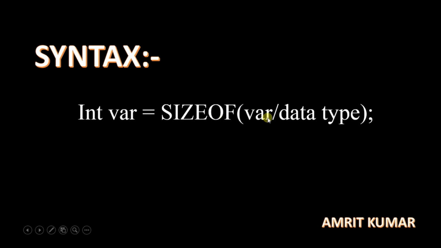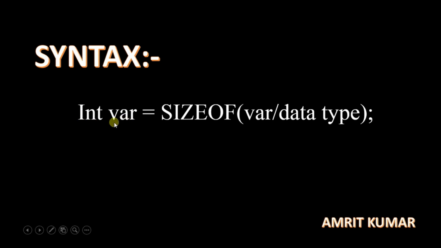In this parenthesis you can put your variable name or data type. Here var is a variable whose data type is integer. So the size of integer, we know, is 2 bytes, it can store 32 bits. The sizeof operator also depends on the machine. If your system is 32 bit, the size of integer might be 2 bytes, and if your system is 64 bit, the size of integer might be 4 bytes. So it depends on 32 and 64 bit.